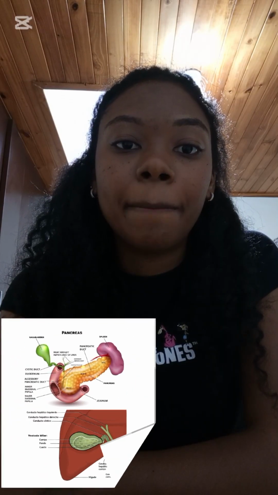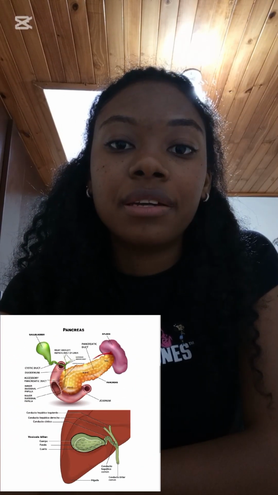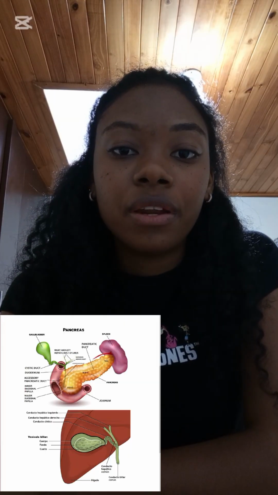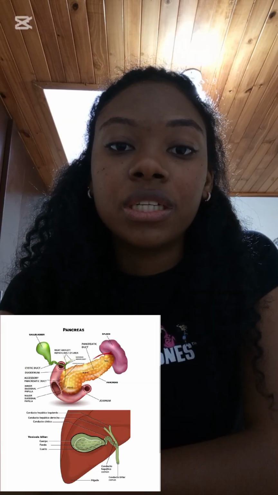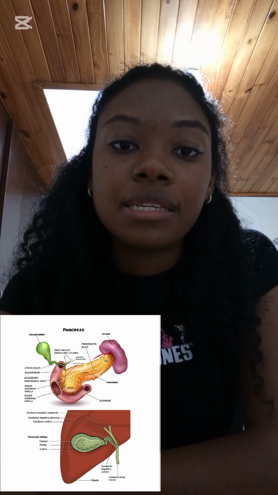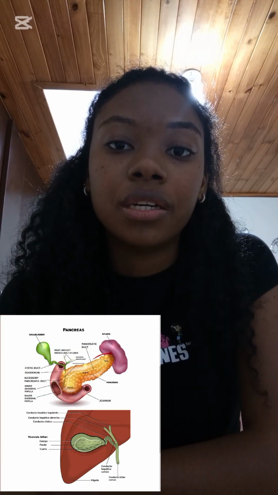The abdominal blood supply originates from three main branches of the aorta. The celiac trunk, which supplies the stomach, liver, spleen, and part of the pancreas. The superior mesenteric artery, which supplies the small intestine, ascending colon, and part of the transverse colon, and the inferior mesenteric artery, which supplies the descending colon and rectum.